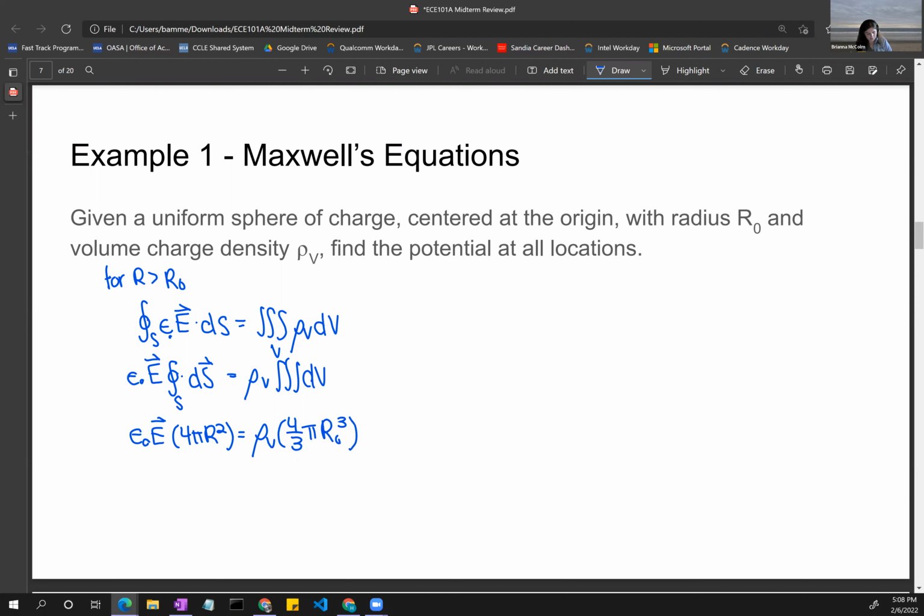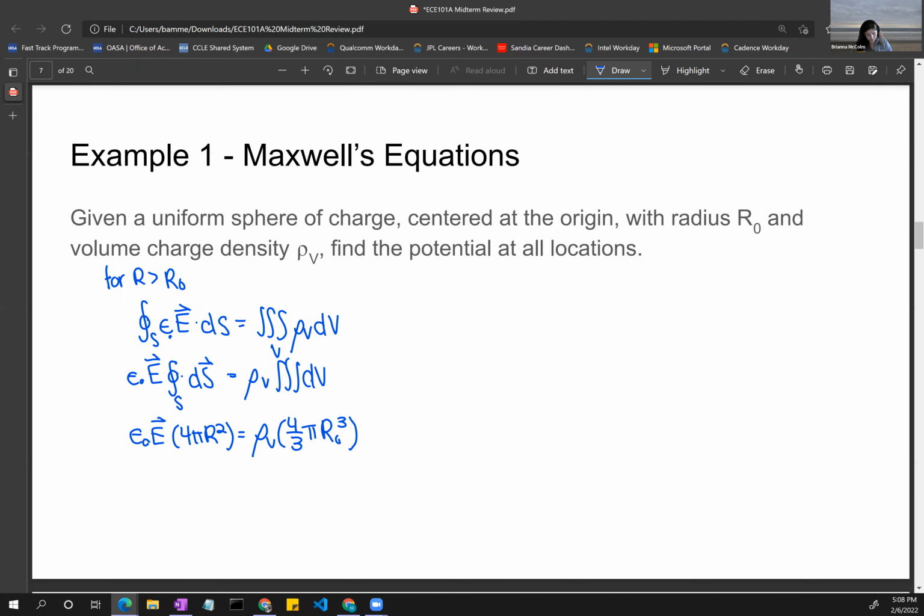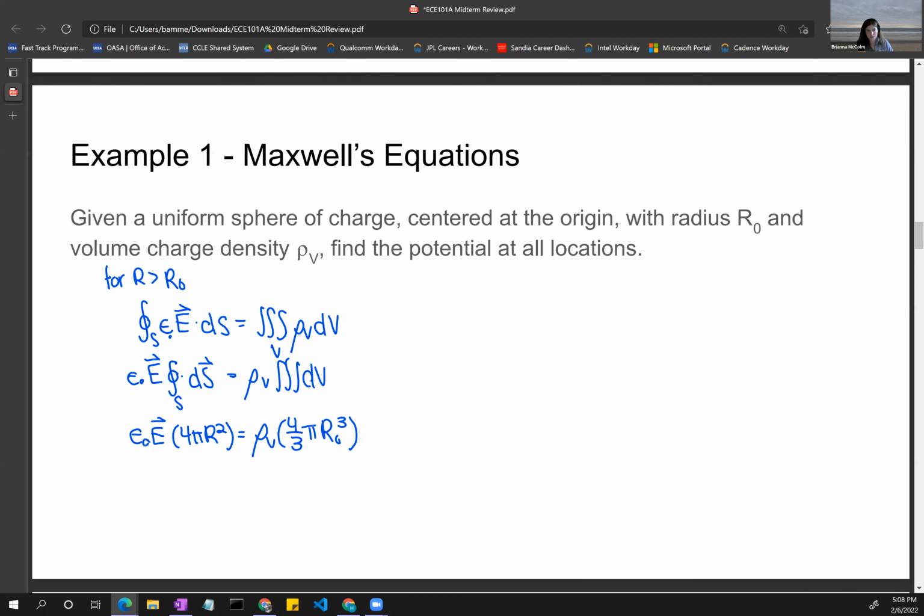So you'll notice that I've used two different variables here, r squared and r naught cubed. We're looking at the volume here, the charge contained within the sphere. That's going to be the complete volume of the sphere with radius r naught because we're outside of the sphere. However, when we're looking at the surface area, that's going to be the radius that we are currently at. So those are two different radii that you need to keep track of in this problem.